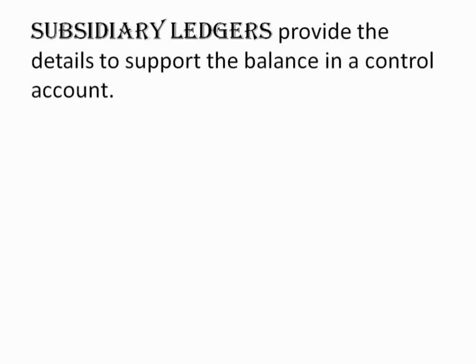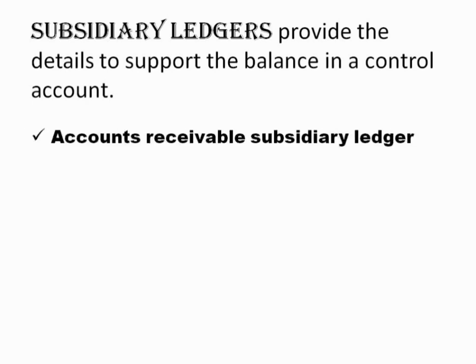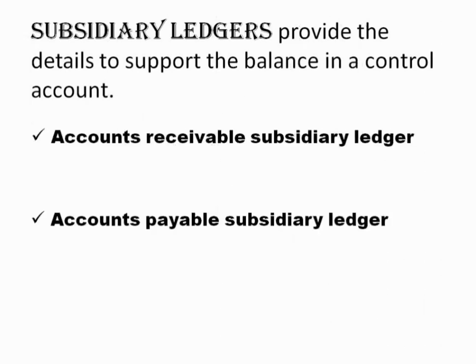A control account, sometimes called a controlling account, is an account in the general ledger for which a corresponding subsidiary ledger has been created. Although applicable for several accounts, including inventories and property, plant, and equipment, subsidiary ledgers for classroom purposes are mainly used for accounts receivable and accounts payable.